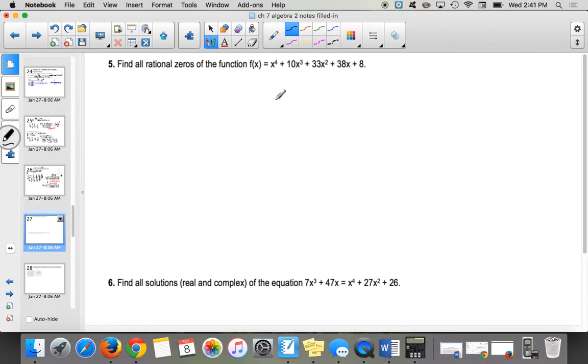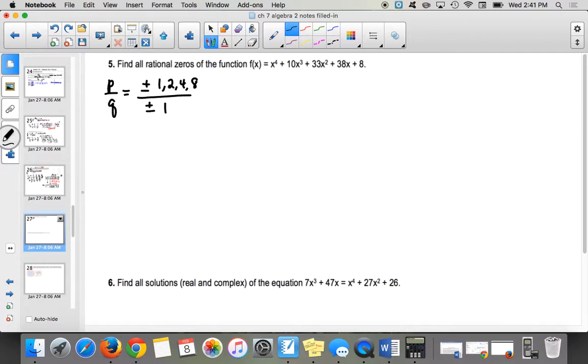So let's go here. So it says find all rational zeros of the function. So if I'm finding the zeros, I'm still doing my P over Q thing. So go ahead and try it along with me. So be active note takers. Try to do the problem along with me. So my factors of 8 are 1, 2, 4, and 8. And my factors of 1 are just plus or minus 1. And you can try different things. If I plug in 1, am I going to get 0 out?